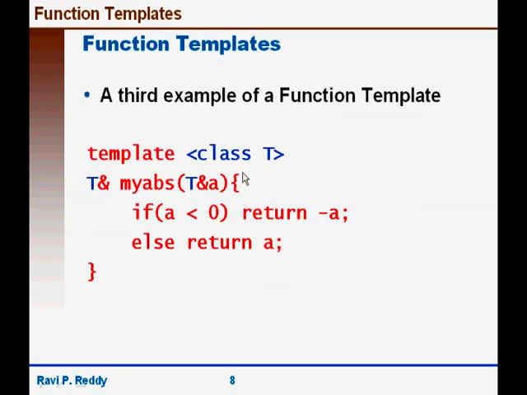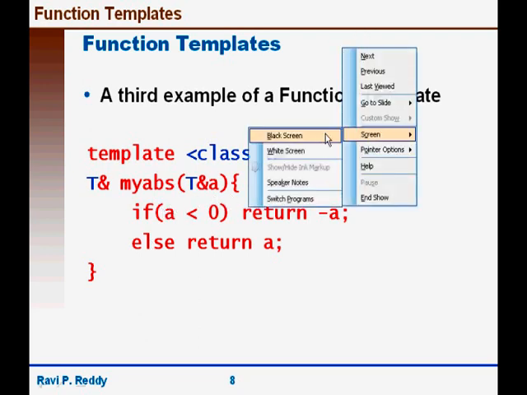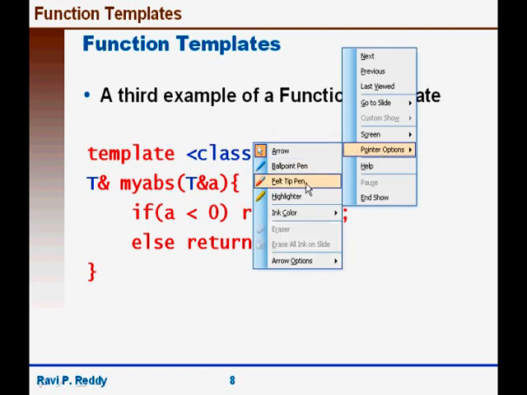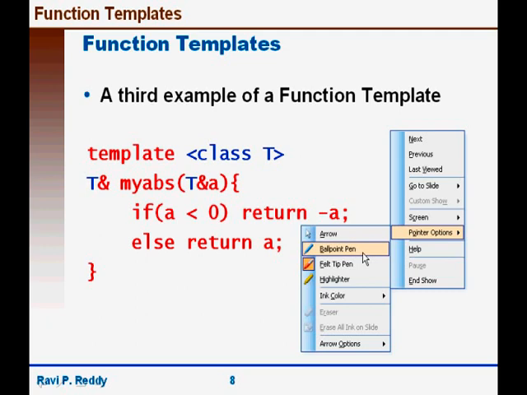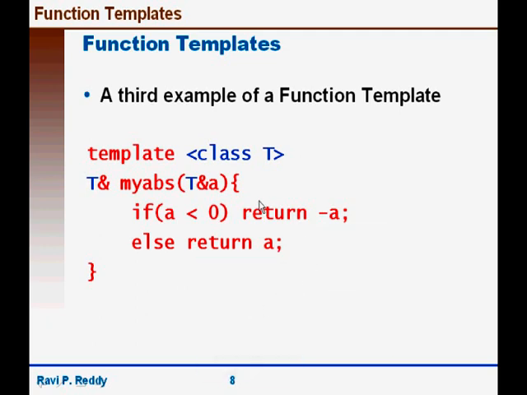Another example of a function template would be a function template to calculate the absolute value of a given value. Here, we write the code. Another example of a function template is given here, a function template to calculate the absolute value of a given value. The given parameter is a, which is of type T, and the value returned is also of type T. The code is very simple. If a is less than 0, return minus a, else return a.